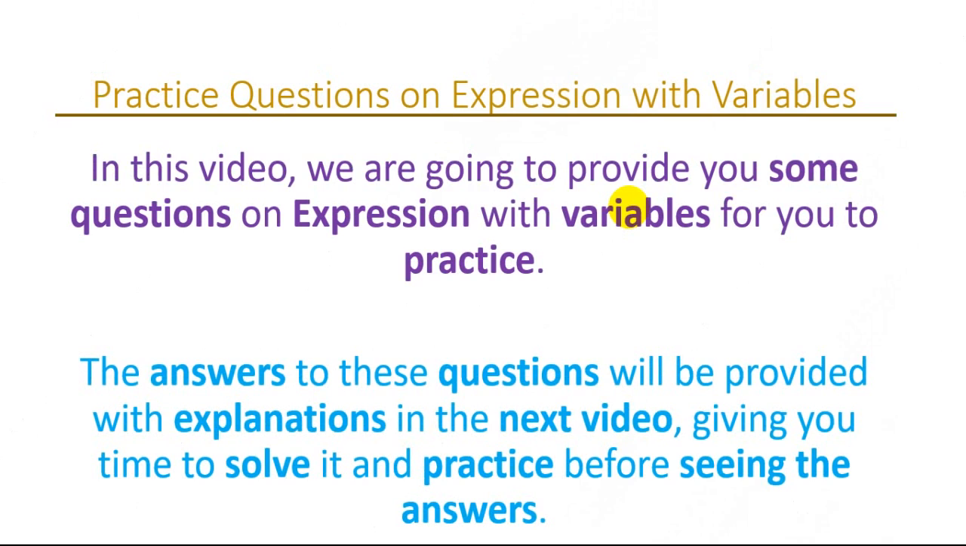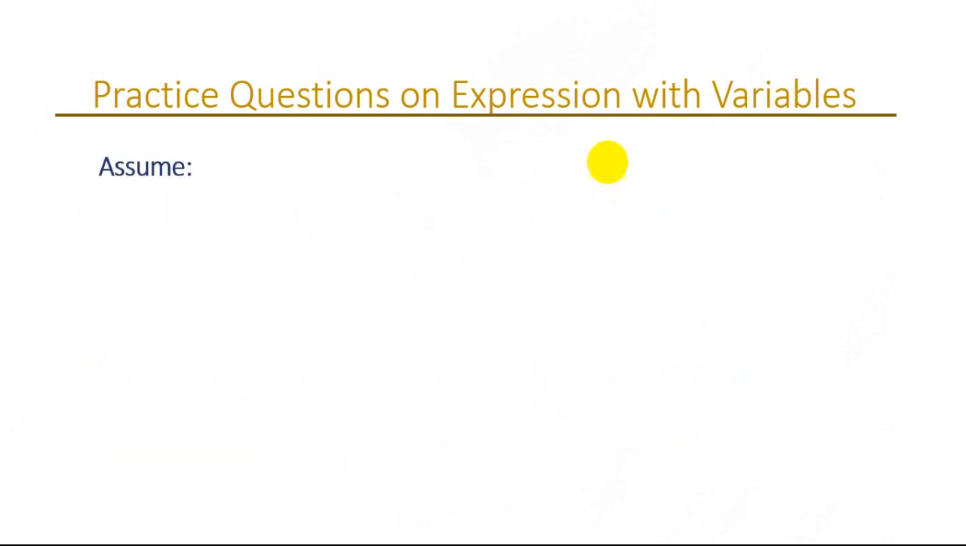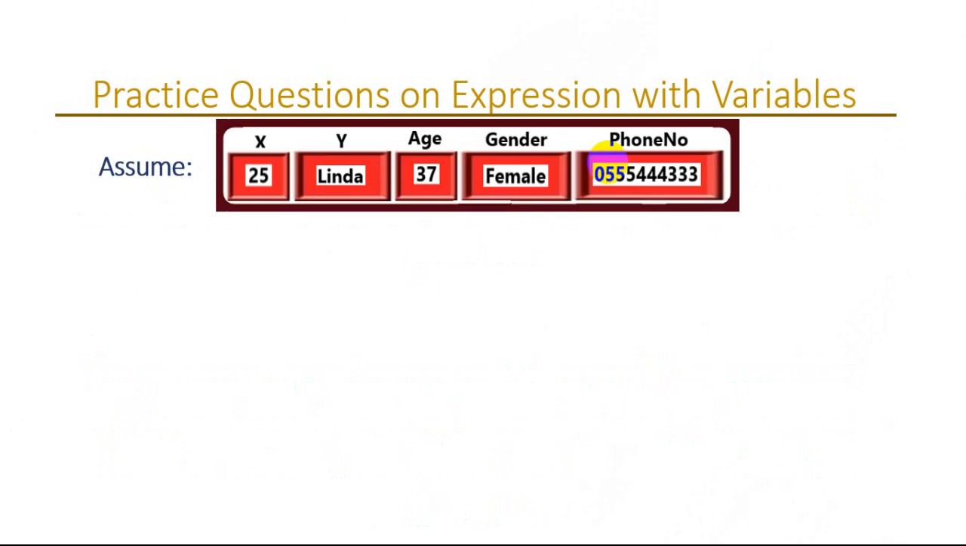On the first video I just gave straightforward constant expressions. This time I'm giving you some expressions with variables. For that we'll assume these are our variables. Basically we have five variables here: x, y, age, gender, and phone number. The variable x contains 25, y contains Linda, age contains 37, gender contains female, and phone number contains 0 555 444 333, some number. It doesn't matter. I'm not using any dash or code or whatever. I'm just assuming this as a phone number.